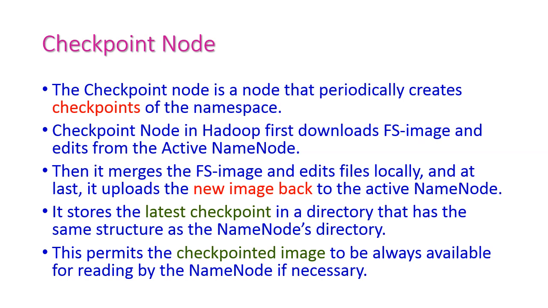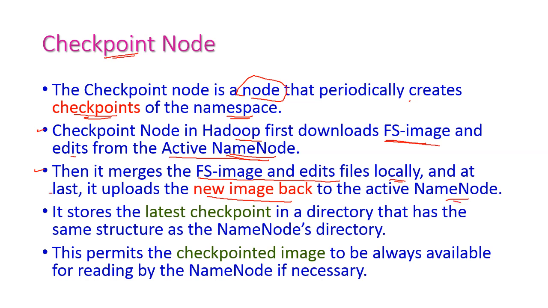And next one is the checkpoint node. The checkpoint node is a node which is also available in HDFS that periodically creates checkpoints of namespaces. The checkpoint node in Hadoop first downloads the FS image and edits from the active name node. So all the updated versions of the FS image and edit files are available in the primary name node, and then it merges these two files, the FS image file and edit log files, locally, and it updates the new image to the active name node.